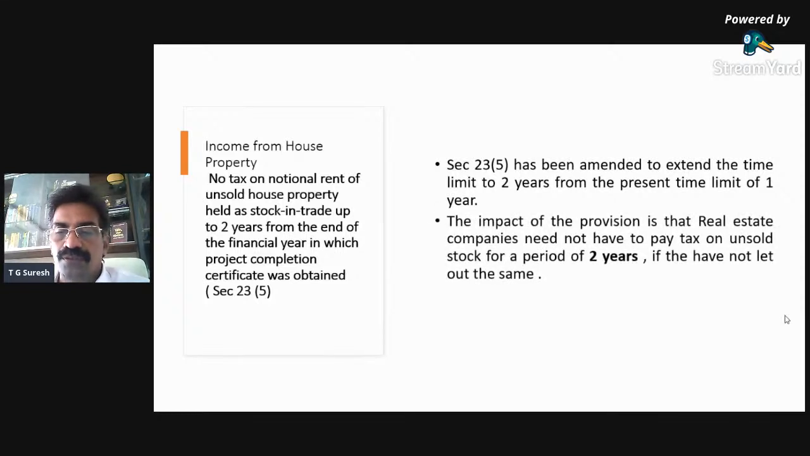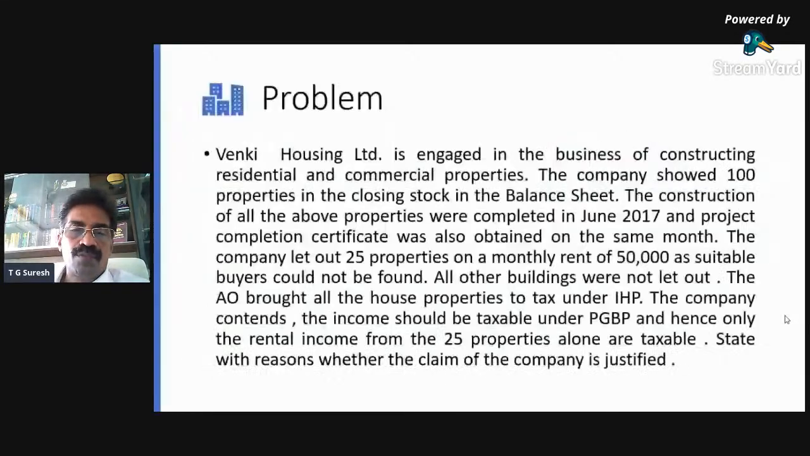Small question for this. Need not pay tax on unsold stock for a period of 2 years if the same have not been let out. So one small question, you just go through the question. The question looks big, but I think the answer is very easy. So let's just go through the question. Maybe take a few minutes of time for just reading the question.